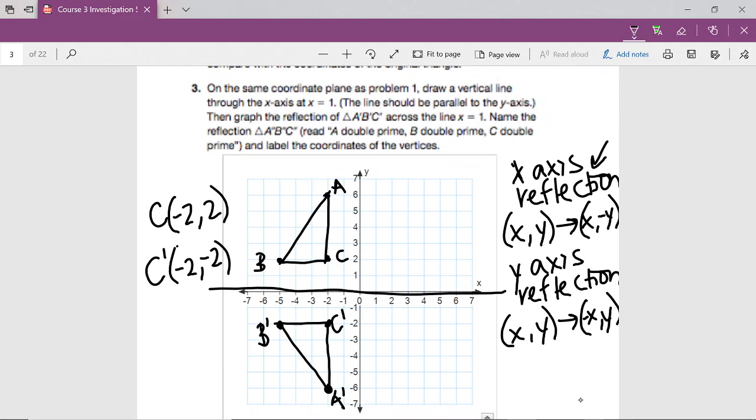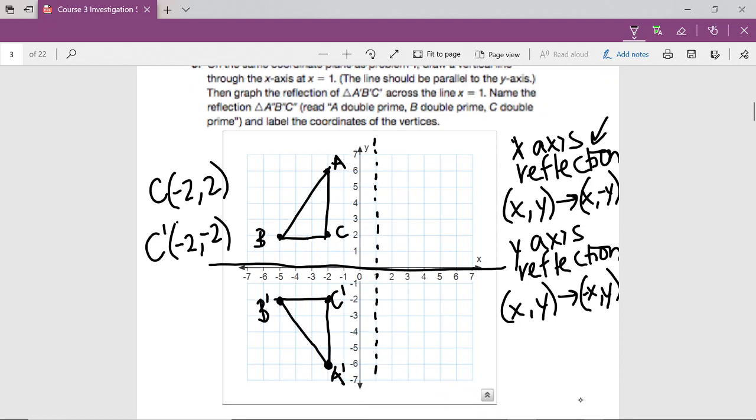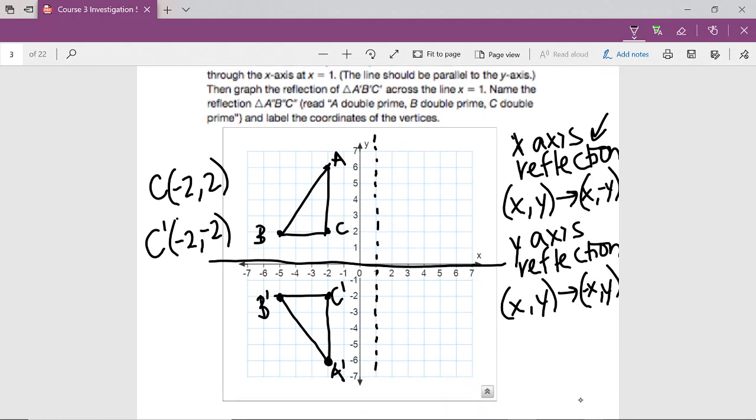Number 3, on the same coordinate plane as problem number 1, draw a vertical line through the x-axis at x equals 1. So vertical line here, I'll draw it with a dashed line at x equals 1, right there. The line should be parallel to the y-axis, check. Then graph the reflection of A prime, B prime, C prime across that line. Name the reflection A double prime, C double prime, B double prime.